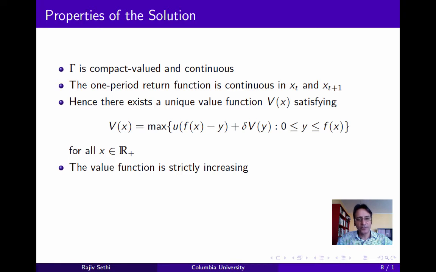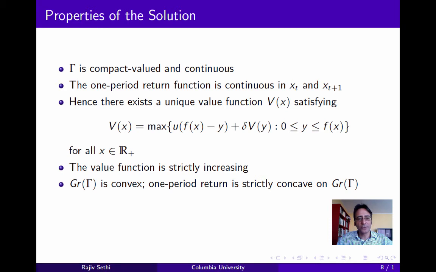And this is really quite obvious. If you have more capital today, you could increase today's consumption without reducing consumption in any future period. So the set of attainable payoffs expands, and the supremum of this set is clearly higher. You should also verify that the graph of gamma is convex, and again, if you sketch the production function, you'll see this right away. And you should check that the one-period return is strictly concave on the graph of gamma. So the optimal policy correspondence is in fact single valued.